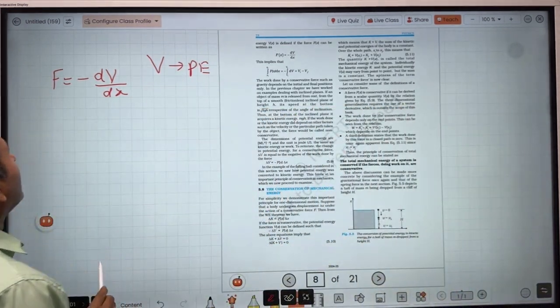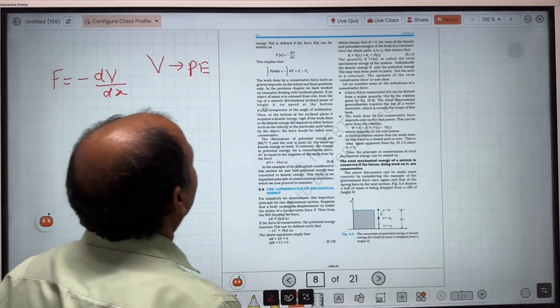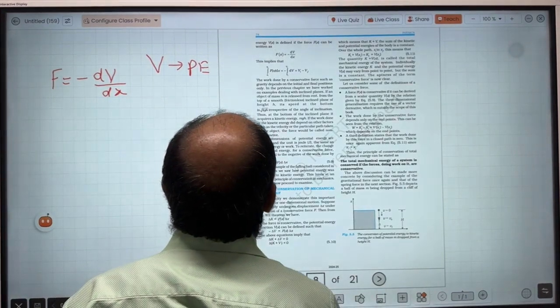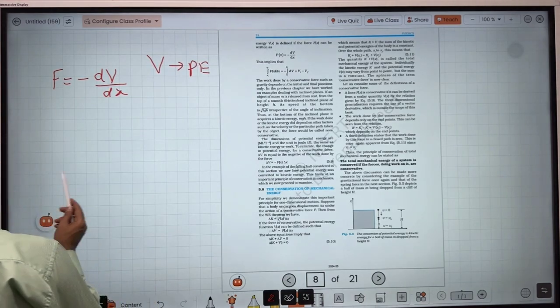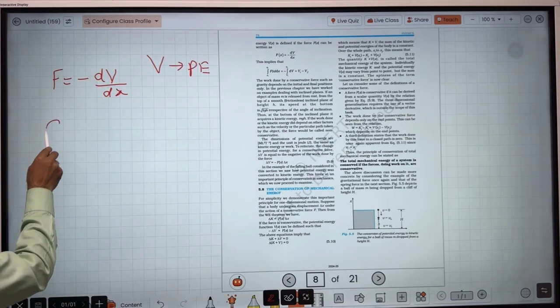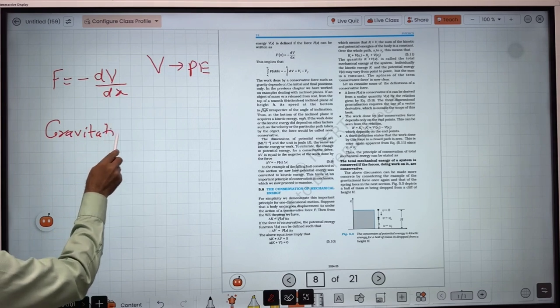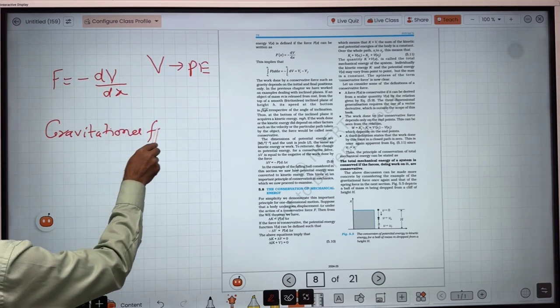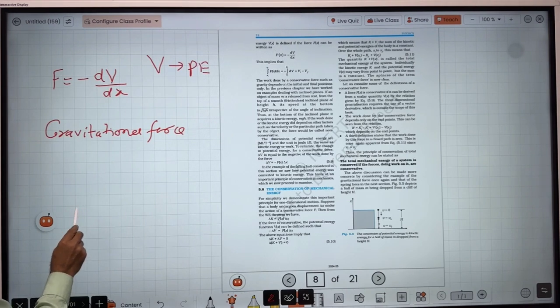Now there are two types of forces. One is conservative force, that is path independent force, and another is non-conservative force, that will be path dependent. So gravitational force, if you consider gravitational force, it is path independent.